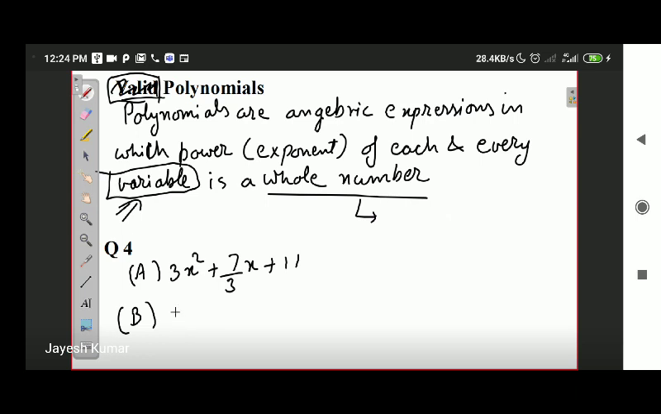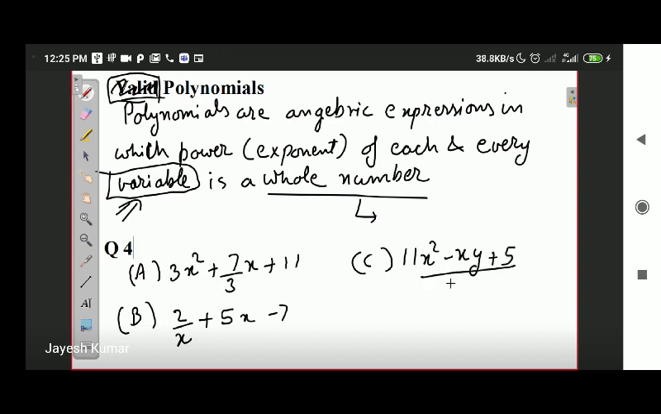2 upon x plus 5x minus 7. C option is 11x square minus xy plus 5 upon 7, and D option is 5 upon 3 x cube minus 4 upon 11 x square plus 5 upon 4. Okay, these are 4 options given to you. Out of these 4 options, you have to determine which is not a valid polynomial.